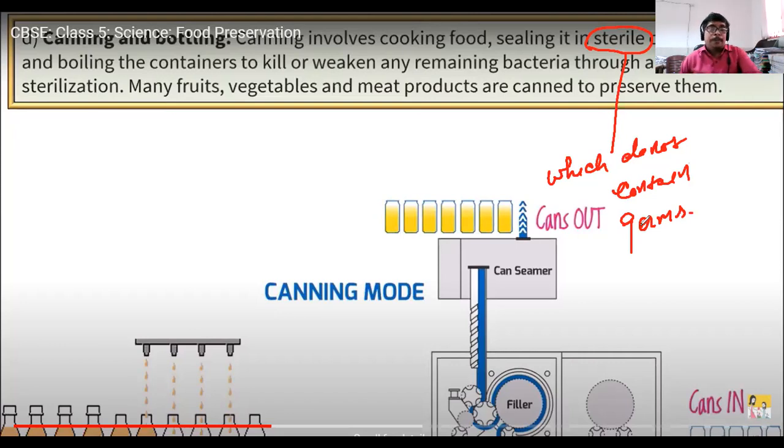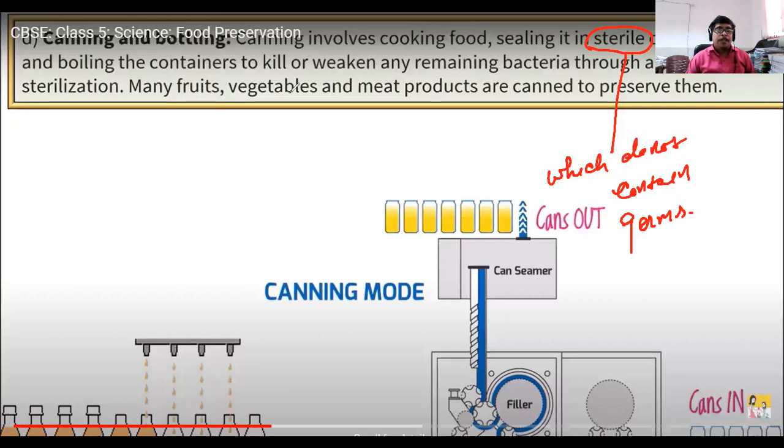Canning involves cooking of food and sealing it in the sterile can or jar. So this is called canning. Canning means cooking followed by packing it into the sterile can. Next, bottling: the container is sterilized to kill or weaken any remaining bacteria through a form of sterilization. Now, what happened? If some bacteria are present, they are weakened.